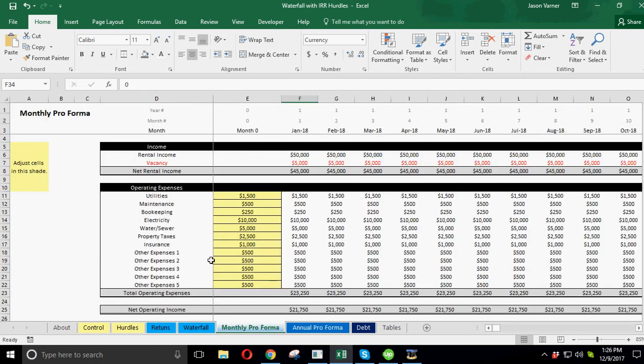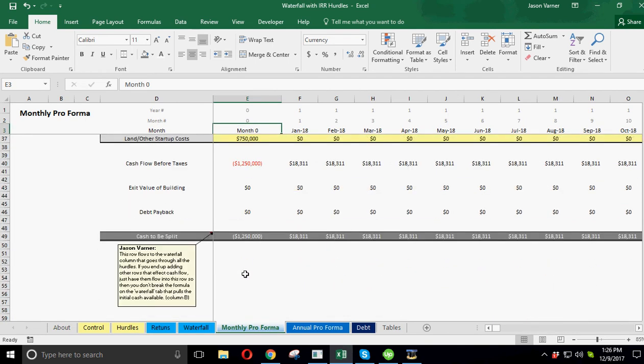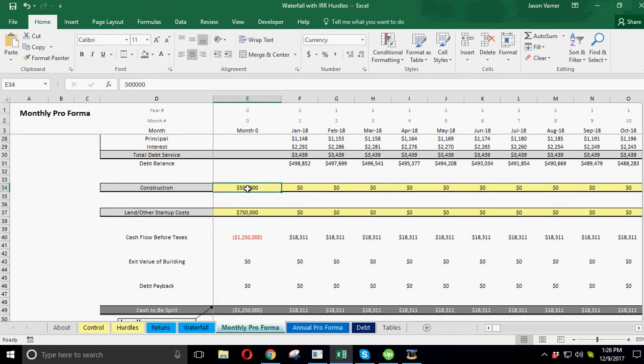So the easy part is the pro forma, and here we just have month zero, and we've got cash flows. The only cash investments would be construction or land or other startup costs. This could be if you're just going to buy the building. Whatever the case, these rows will contain all your cash outflows for getting this operation going, purchasing, construction, whatever.